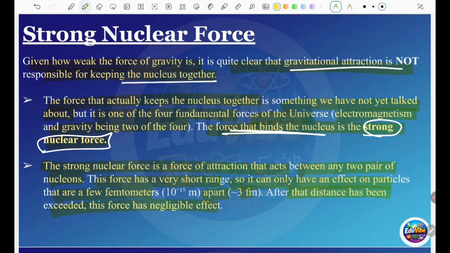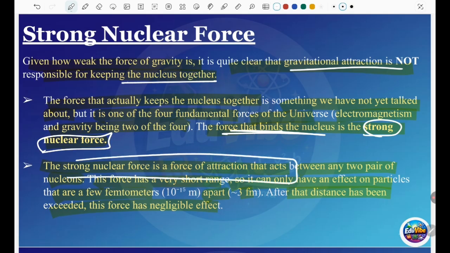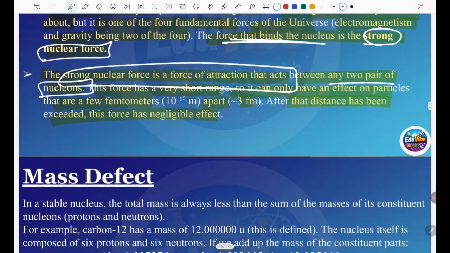So that's the whole thing. Something you have to know in this too: which force binds the nucleus? The strong nuclear force. The strong nuclear force is the force of attraction that acts between any pair of nucleons in the nucleus, not any other thing. We have to know which force is attracting the nucleons in the nucleus, which is the strong nuclear force in that case. And this is the third force we discussed now.